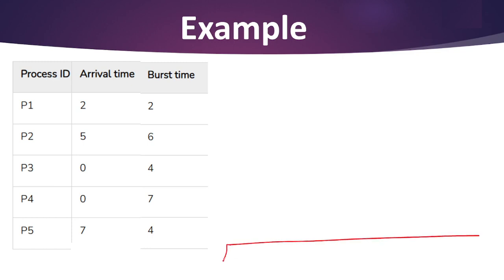So we need to draw a ready queue here. It is also called Gantt chart. Okay, here at point 0, process P3 entered in the ready queue.